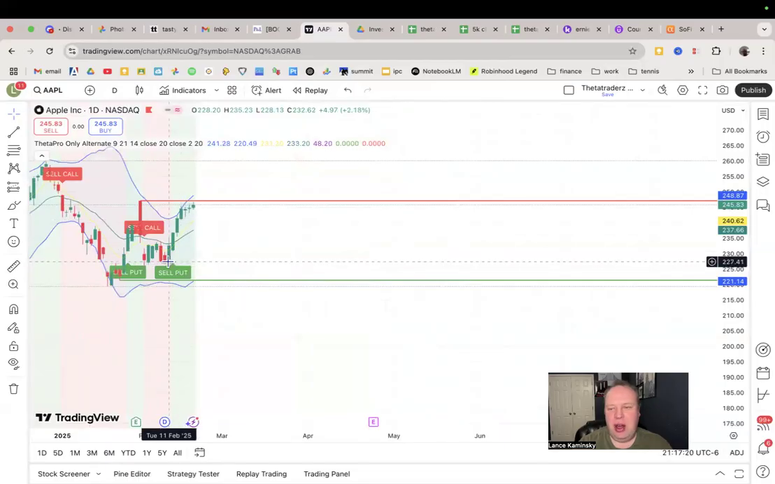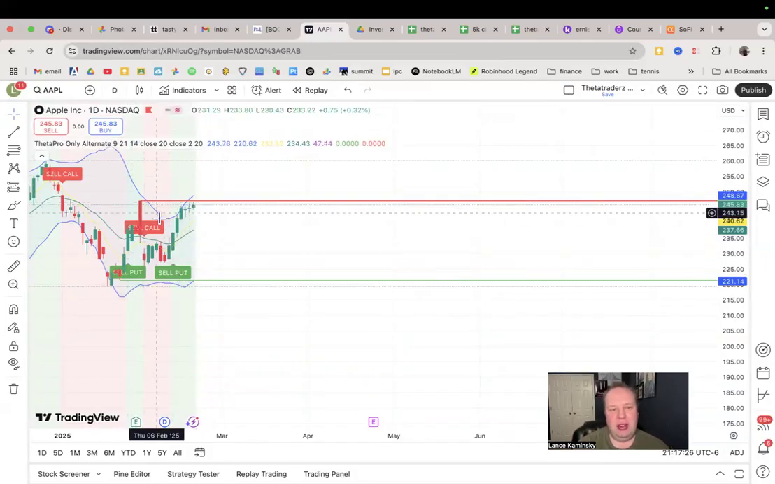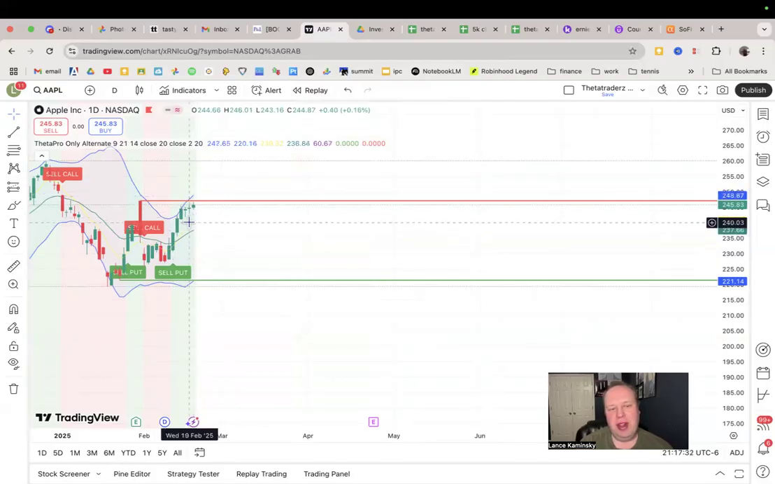Yeah, so if you see here in the last week or so, we went from 227 all the way to 246. And this is daily candles. So this is a pretty bullish indication just because it's been going up quite a bit. And it's also above these lines. These are the moving averages.